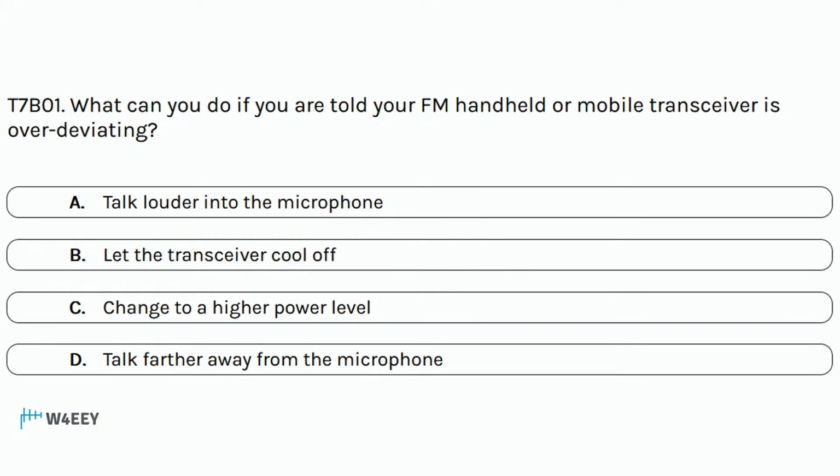What can you do if you're told your FM handheld or mobile transceiver is over-deviating? Delta. Deviation is the process of adding modulation to an FM signal. And remember, with FM, it's all about the amplitude. So if you're deviating too much, just talk softer or talk farther away from the microphone.